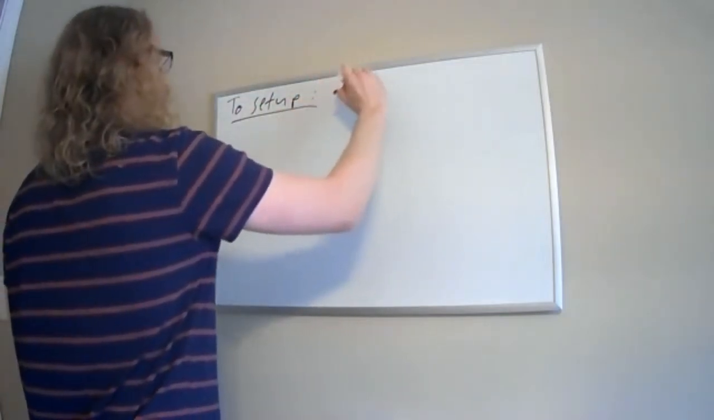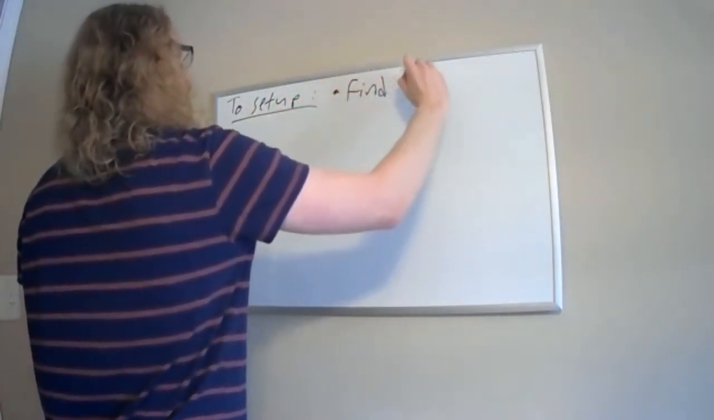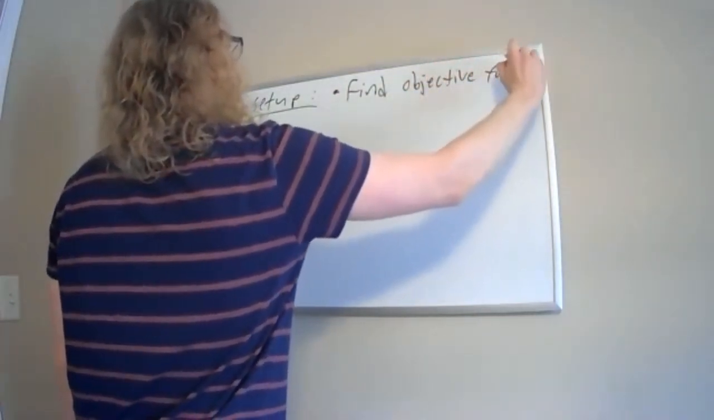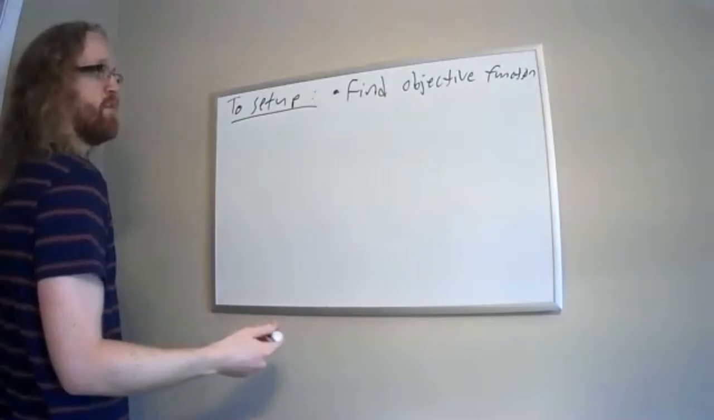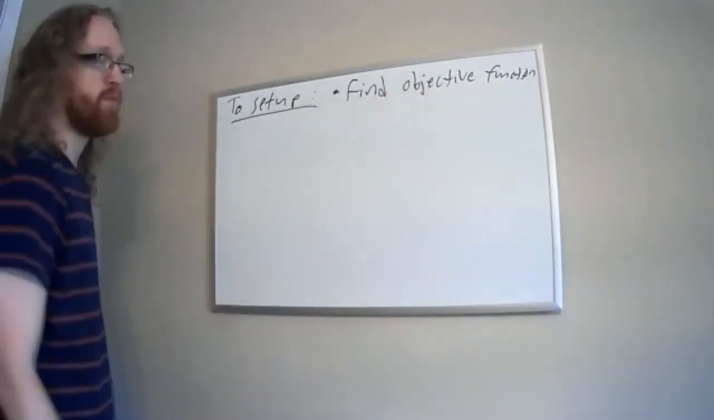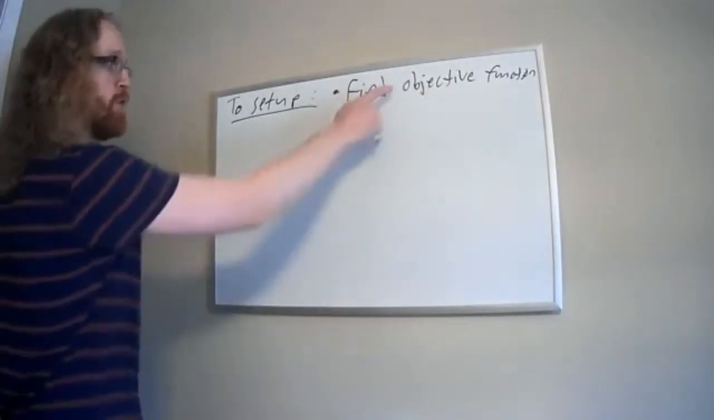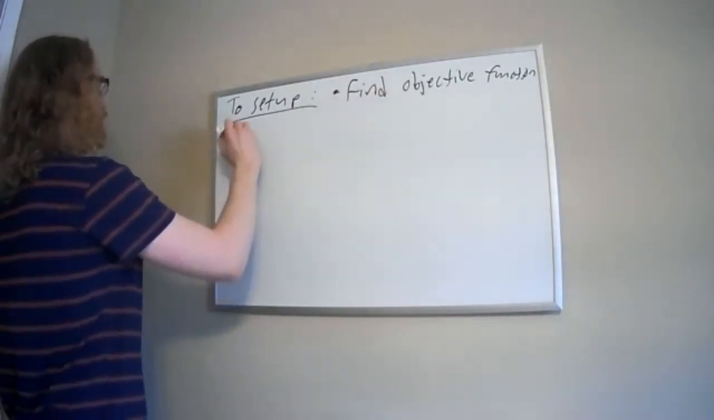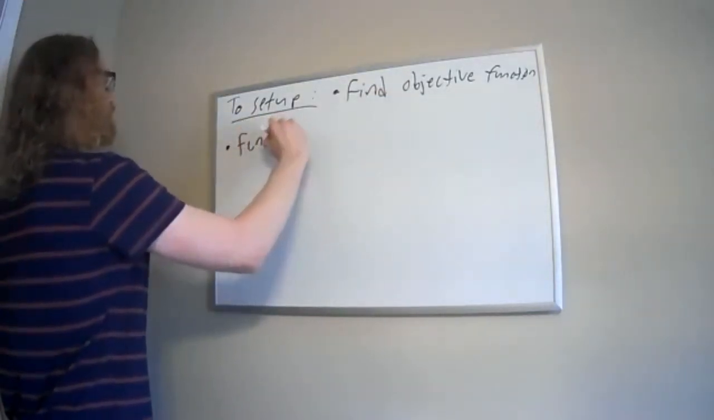We're going to find our objective function. In some problems, this might just be given to you explicitly, but maybe we have to read the word problem to figure out what this should be. So we're going to find our objective function, and then we're going to find our constraints.